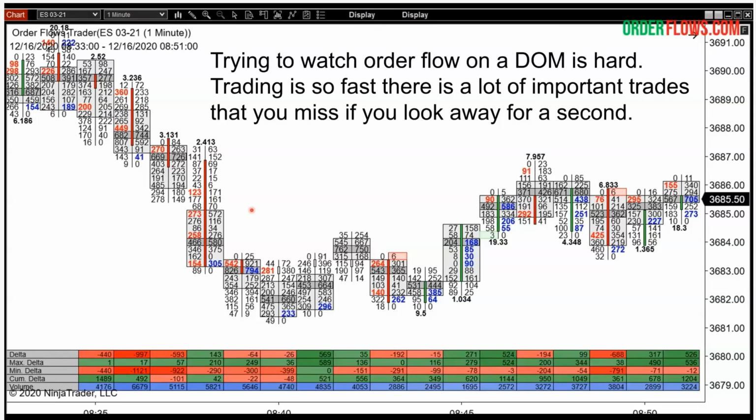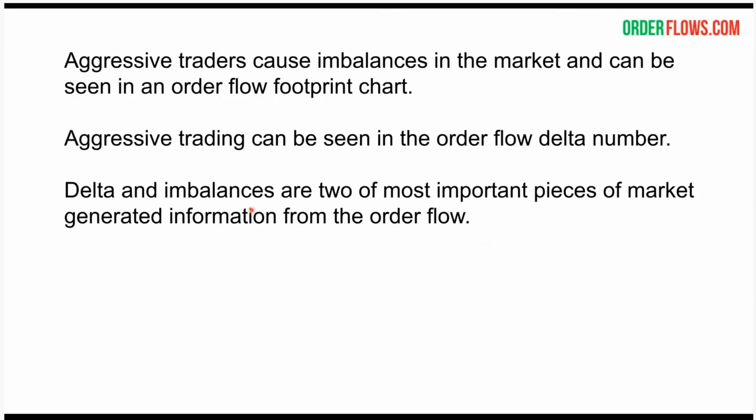You can see where the aggressive buyers are present. You can see where aggressive sellers are present. So aggressive traders, by now, hopefully you can understand what an aggressive trader is, right? It's someone that wants to get filled, basically. The passive buyer or passive seller is just someone happy to sit on the bid or the offer and wait for the market to come to them. But an aggressive trader says, you know what, I want to get filled. I need to get out of this position. Just sell it at the market. That's an aggressive trader. Okay, and aggressive traders cause imbalances in the market and can be seen in the order flow footprint chart.